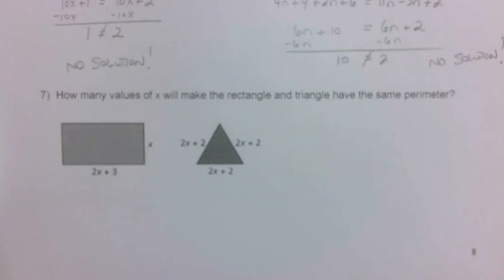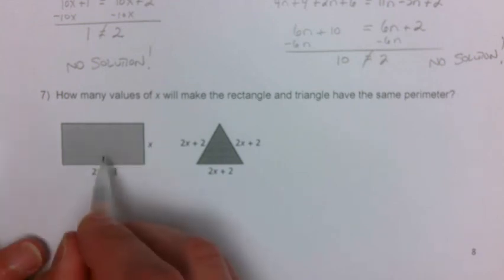In example 7, it asks how many values of x will make the rectangle and triangle have the same perimeter. Okay, remember that to find the perimeter, you add up all of the sides, and we want the perimeters to be equal in this example. So let's start with the rectangle.